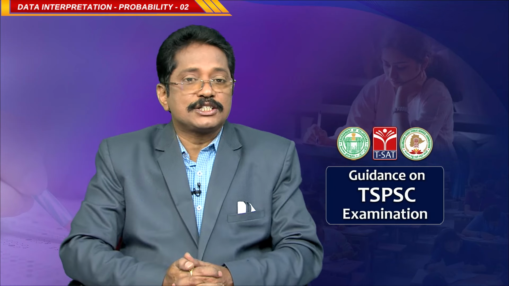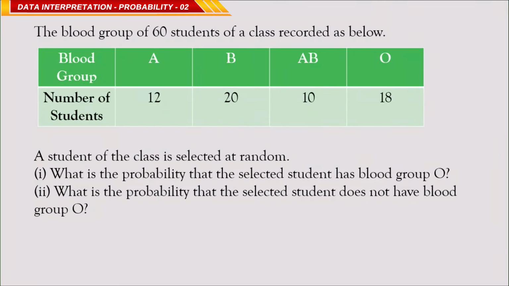Now, we will see this question here. The blood groups of 60 students of a class are recorded as below. The blood groups given are A, B, AB and O. The number of students for group A is 12, B is 20, AB is 10 and O is 18. A student of the class is selected at random. What is the probability that the selected student has blood group O?